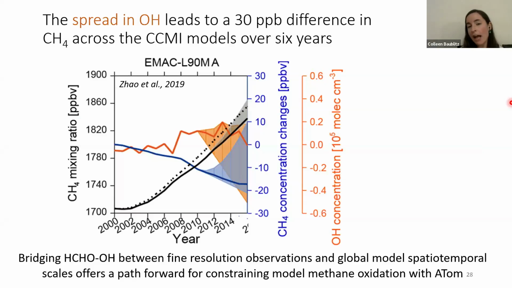Okay, and so just to sort of take a step back and highlight a little bit about why this is necessary or why this is of interest. And so we see that across the CCMI models, the spread in OH concentration can lead to a 30 ppb difference in methane across these models over just the scope of 6 years, 6 simulated years. And so certainly we are in critical need of more constraints on OH for our global models in terms of understanding methane trends. And so here we hope to bridge the formaldehyde and OH relationship between these fine resolution observations and the global model spatiotemporal scales towards offering a new path forward for constraining our global models, in particular in terms of the representation of methane oxidation.